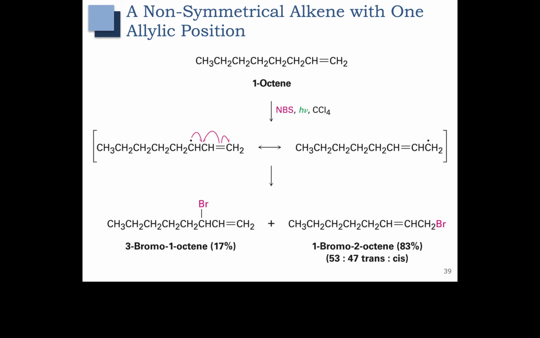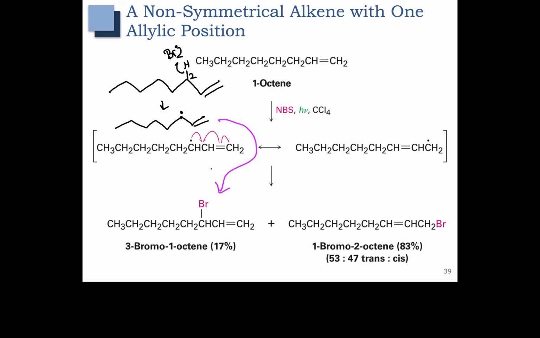Here's an example of a reaction of a non-symmetrical alkene with NBS. Okay, here's one octene, and it will react to give an allylic radical, which is the same as the radical shown here. Now there are two possible options. One, the bromine can add in directly, and that's going to get you this product over here.